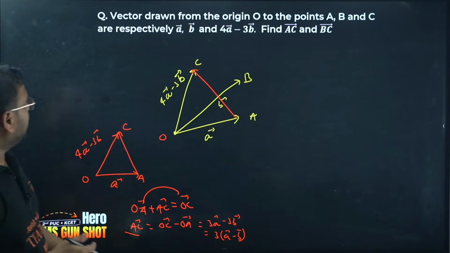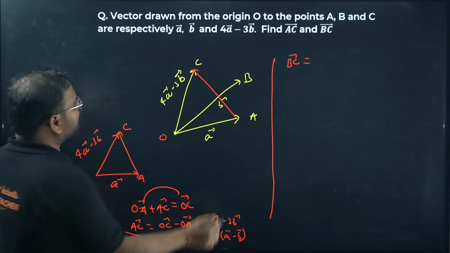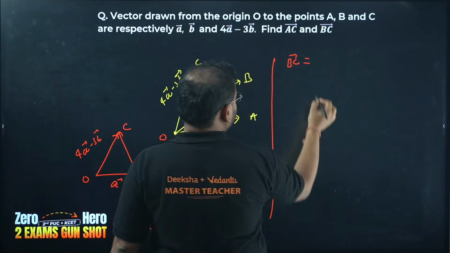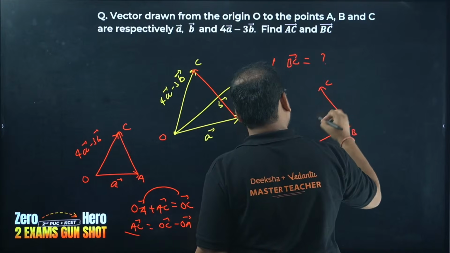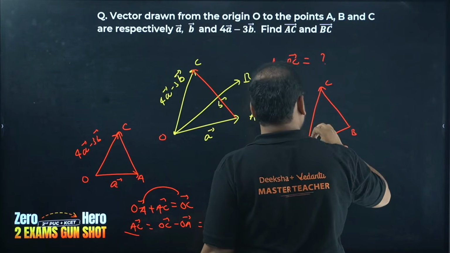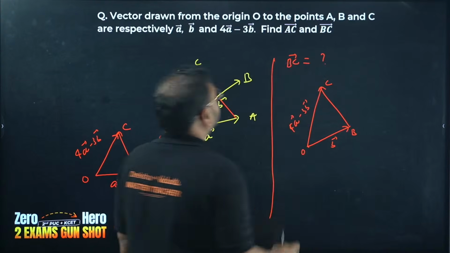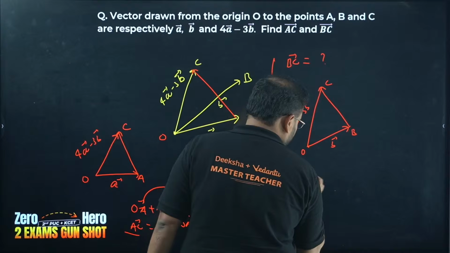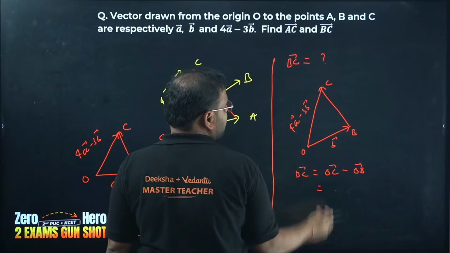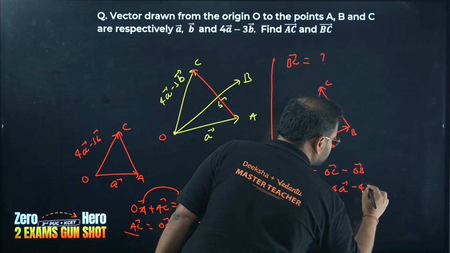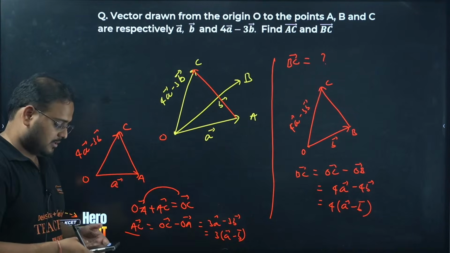What about your second part, BC? For BC, you have to go from B to C, right? Let's make the triangle for BC now. You'll have O over here, this is O, B, and B to C. This is again your OC vector, that is 4a minus 3b, and this is vector b. I want to find BC, with the same exact application. BC is OC minus OB, so 4a minus 3b minus b becomes 4a minus 4b. Take 4 common: 4 times a minus b is the answer for the second part.